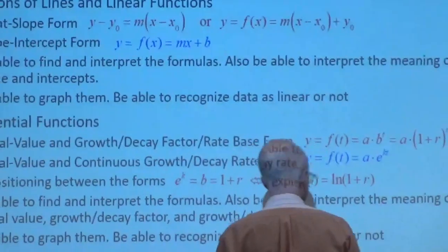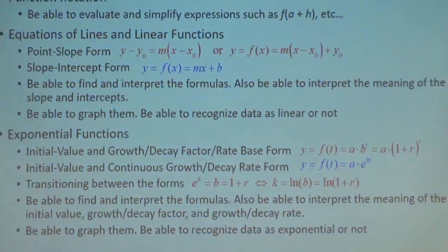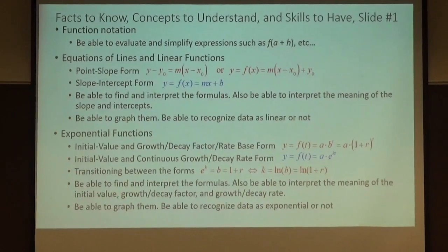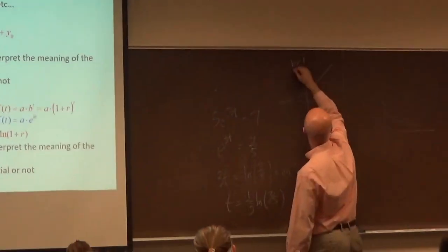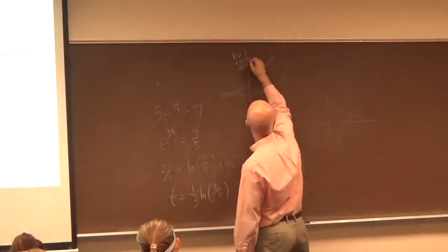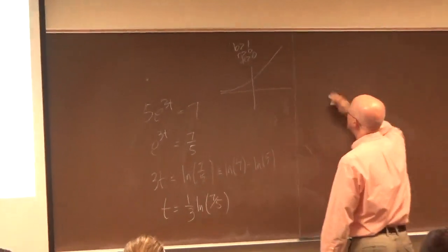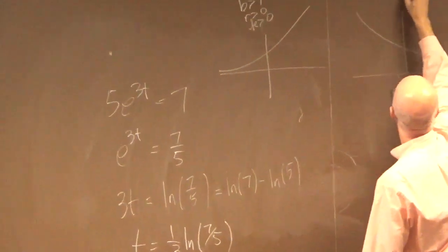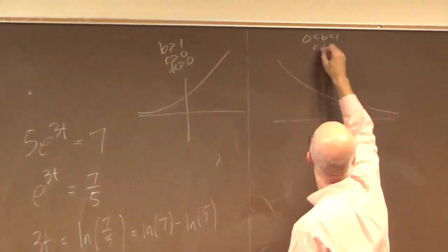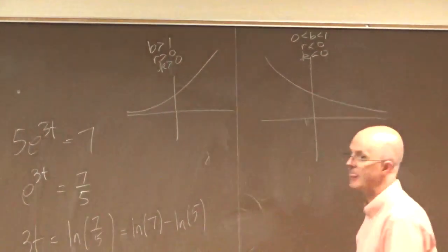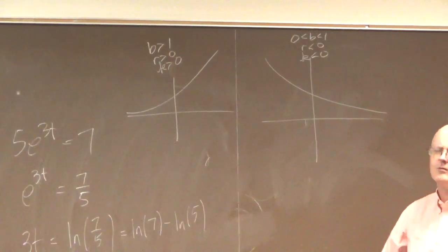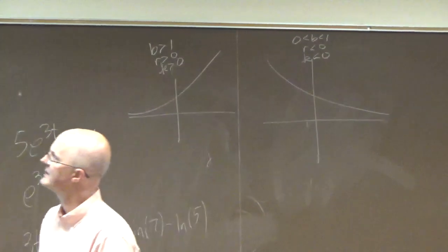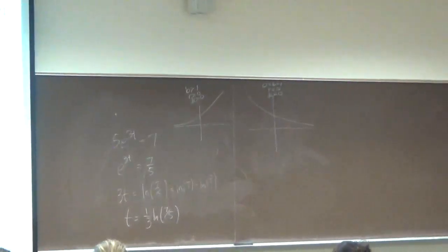Then be able to graph them. Know what the graphs look like. Exponential growth looks like that. So b is bigger than 1 here, r is bigger than 0, k is bigger than 0. And exponential decay looks like this. b is between 0 and 1, r is negative, and k is negative. We also talked about doubling time and half-life. You should look into that as well, even though I didn't put it on the slide. I'm sure you're comfortable with that.